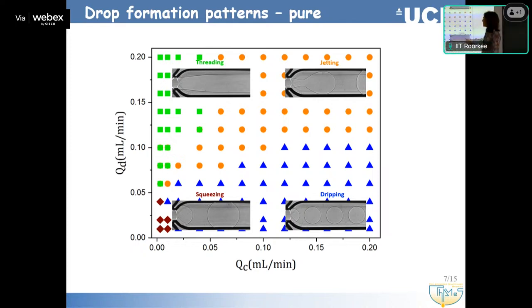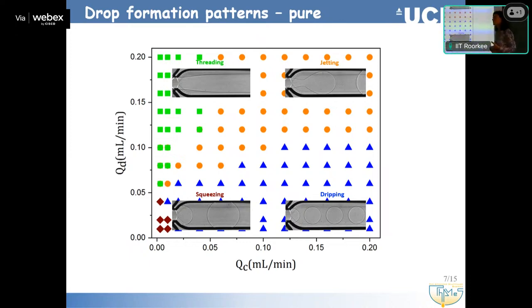The dripping appears in this area of the map. This is for our fluids. Of course, you can have different lines depending on different fluids. The jetting regime is here. And you see the threading regime appears when we have high dispersed phase flow rate and low continuous flow rate. It's a bit like the annular flow in larger systems.